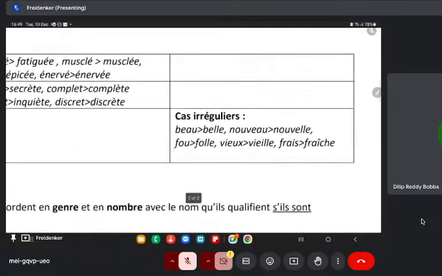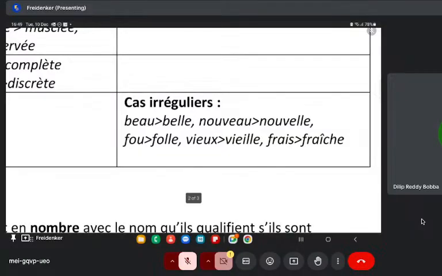And you have these irregular cases. There is no other way than to memorize them. So beau in feminine is belle. So handsome, beautiful. Beau, belle. Nouveau, nouvelle. New. Fou, folle. Mad or crazy, but masculine, feminine. Vieux, vieille. Old, but masculine, feminine. Frais and fraîche. So basically fresh, but masculine, feminine. Frais and fraîche.